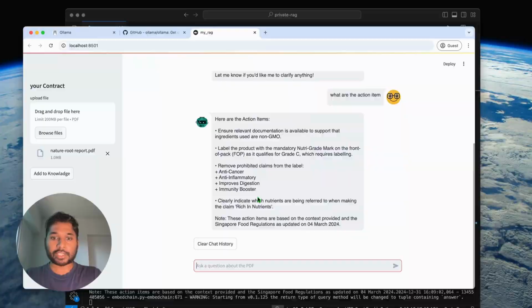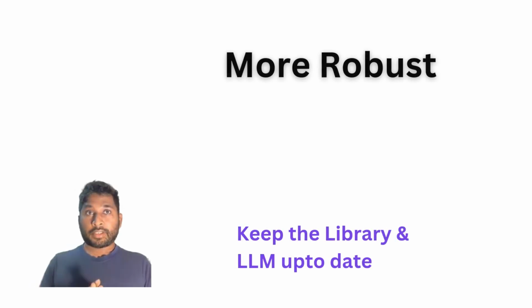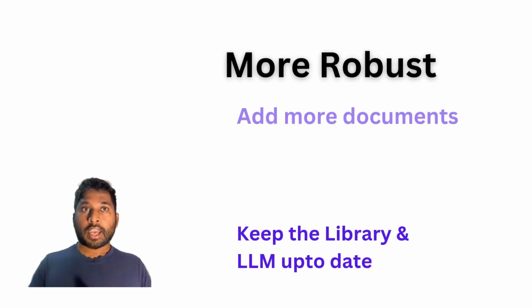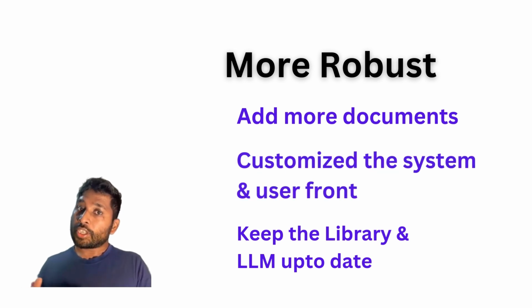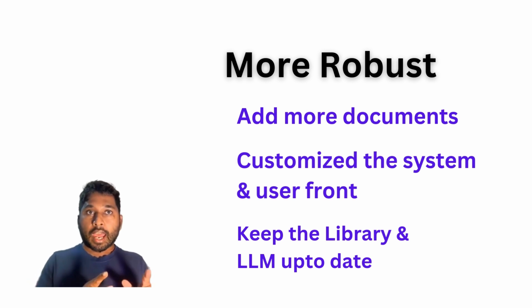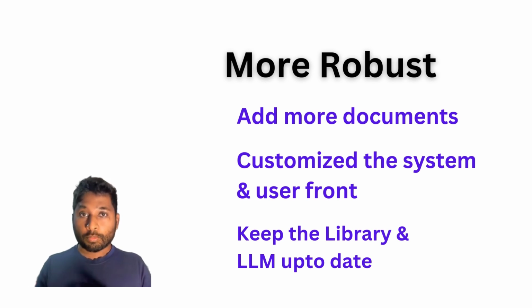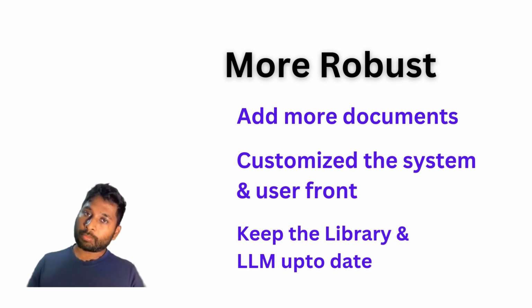It's extracted earlier. To make the system more robust, add more documents to your knowledge base. Customize the prompt to your specific needs. You can customize the system prompt as well as the user prompt. And always keep your model libraries up to date. You can even use a more powerful model than Llama 3.2.